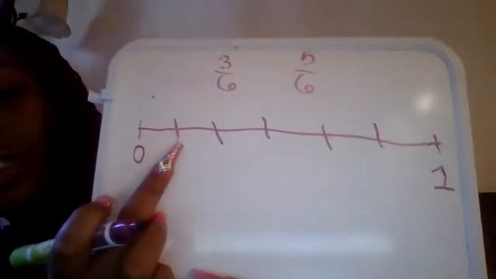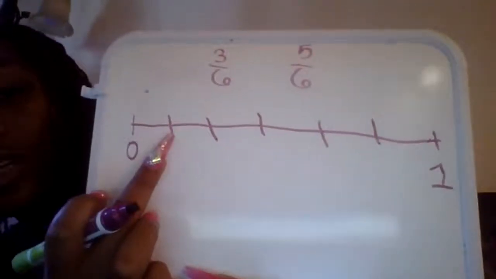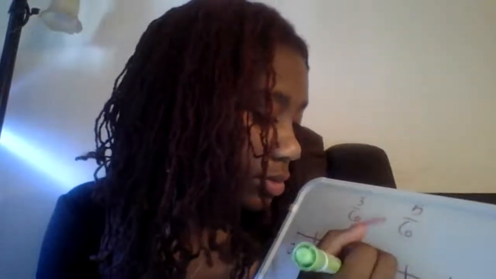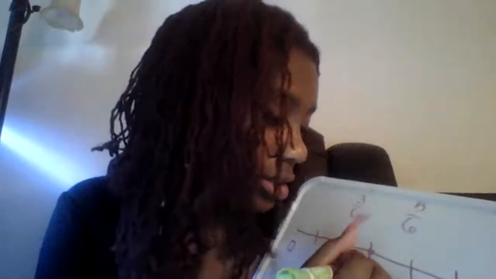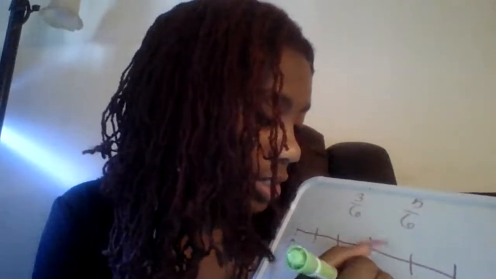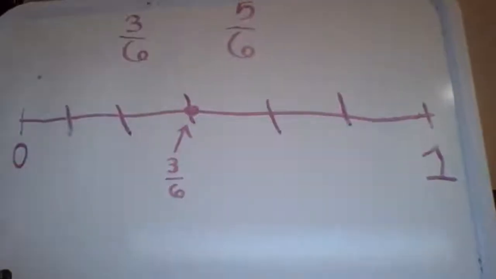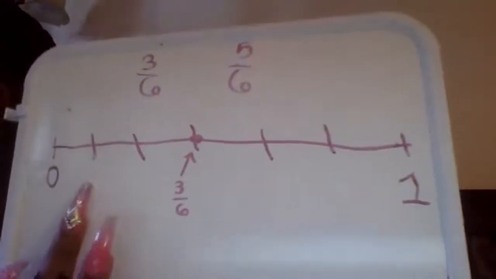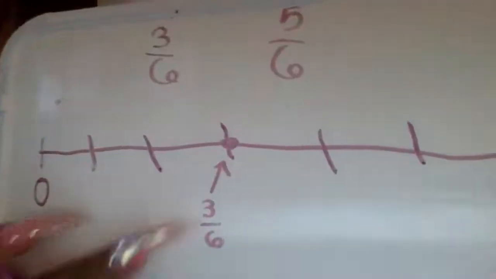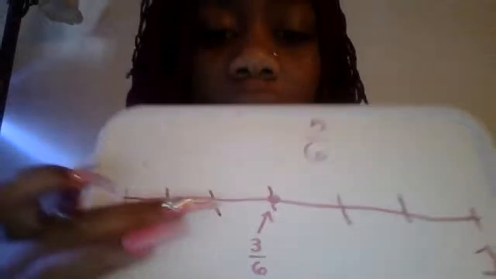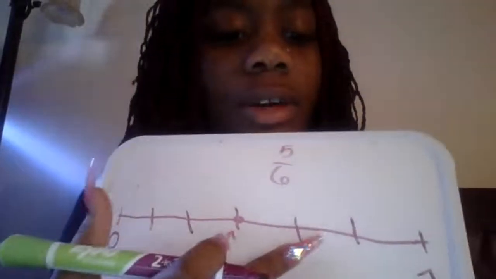Remember, the numerator tells us how many ticks we're going to go over from 0 to plot that fraction. So this is 3/6. So I'm going to go over 1. Remember, start after the 0. 1, 2, 3. And this is 3/6. So I went to the 3rd tick mark out of the 6. And that made 3/6. And now I'm going to plot the other one, 5/6. And that's going to go on 1, 2, 3, 4, 5.